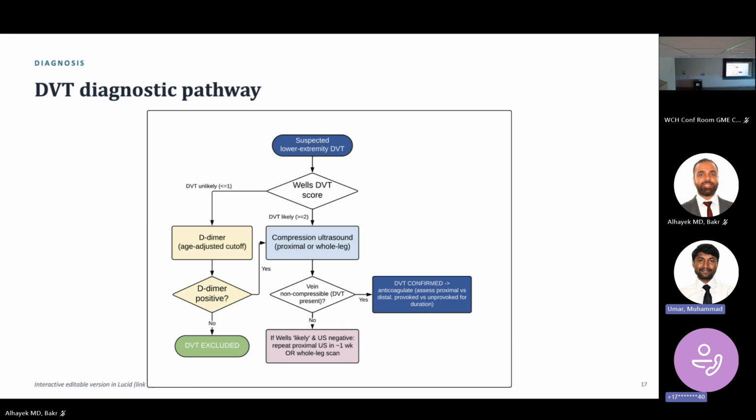So, and this is the diagnostic pathway. If you're suspecting lower extremity DVT, you go for the Wells DVT score. If it's 1 or less, then you go for a D-dimer. If it's positive, you go to a compression ultrasound or whole leg ultrasound. And then you take it from there and you decide the diagnosis and treatment.